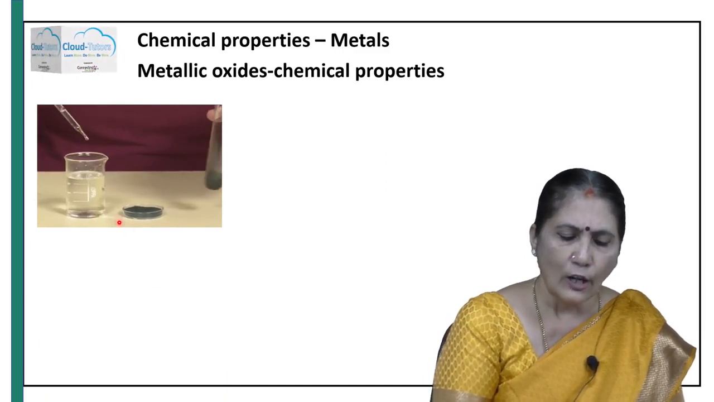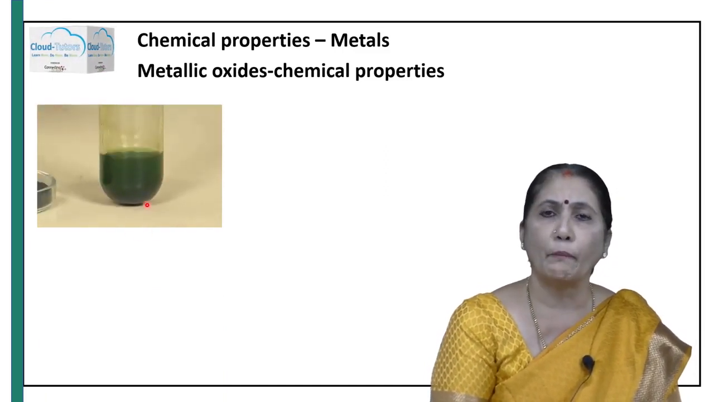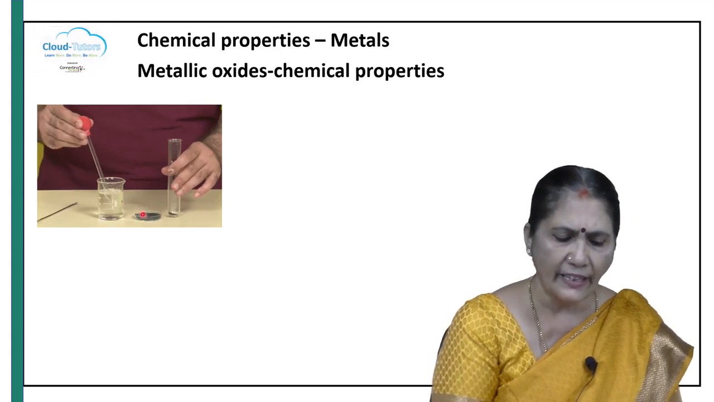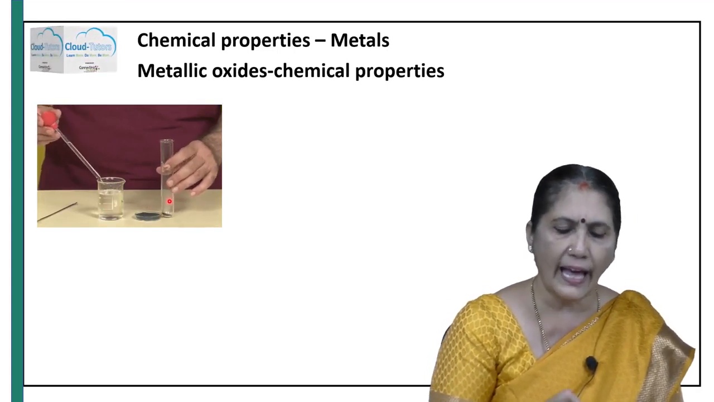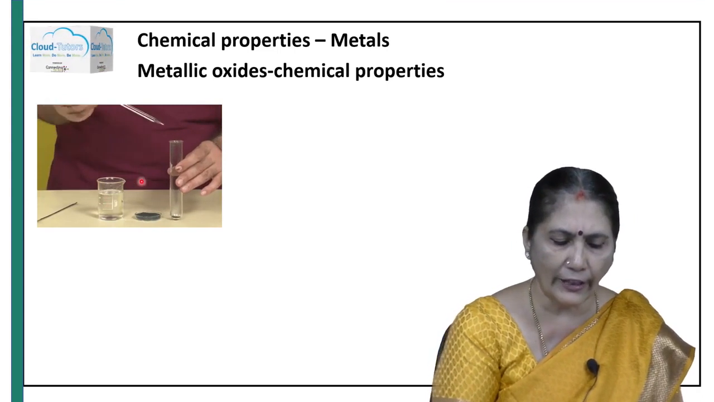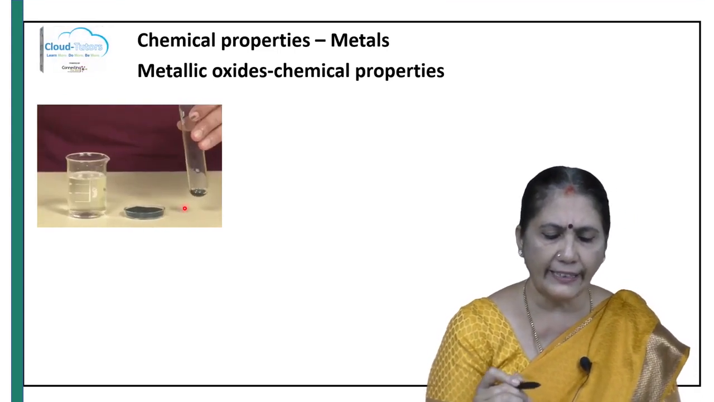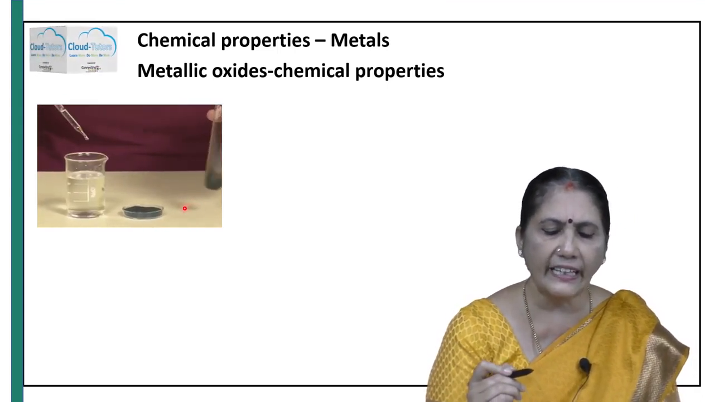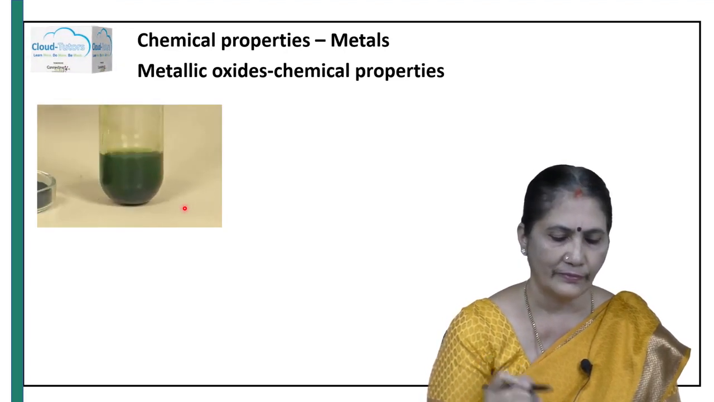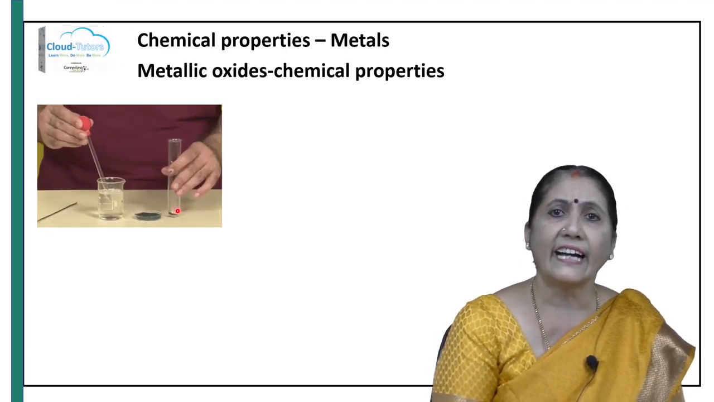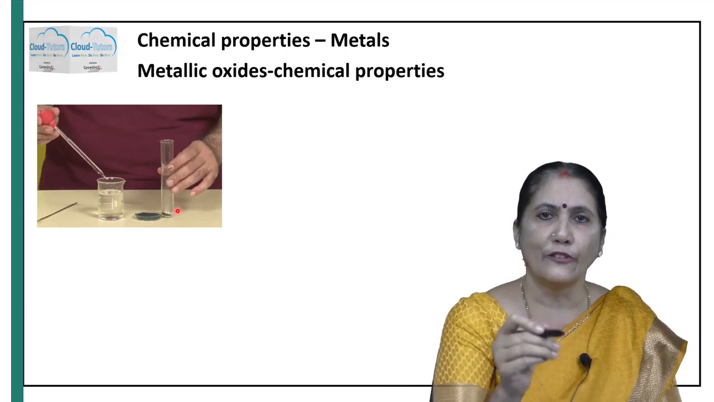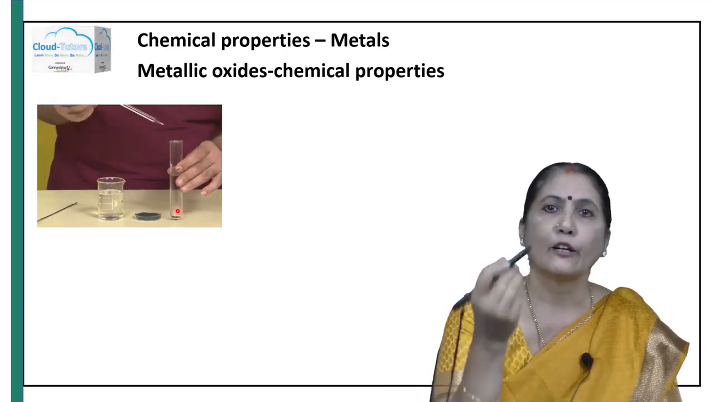See here, this is copper oxide which has been formed by copper reacting with oxygen. It is made to react with an acid, hydrochloric acid. Immediately the solution turns green in color. This green color is due to the formation of copper chloride.